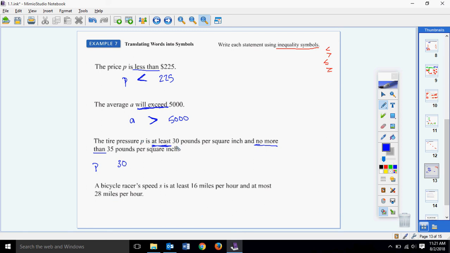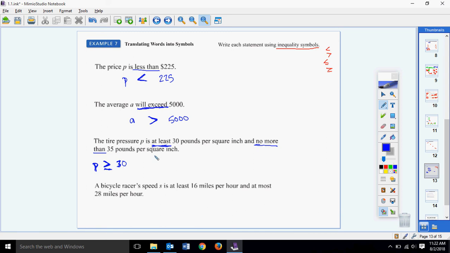P is at least 30 pounds. The pressure of this tire is at the smallest, at the least amount, 30 pounds. So do we want the pressure to be under 30? No, because 30 is the smallest it can go. So we need that pressure, P, to be bigger than 30. Can it be 30? Do I want to put an or equal to here? At least means it can be 30. It can be 30, but that's the smallest we'll go. Okay, so there's one. P is greater than or equal to 30.